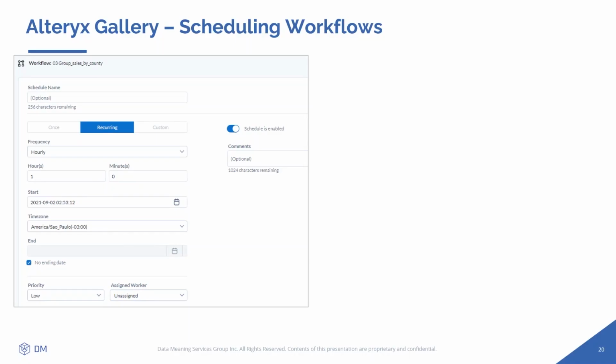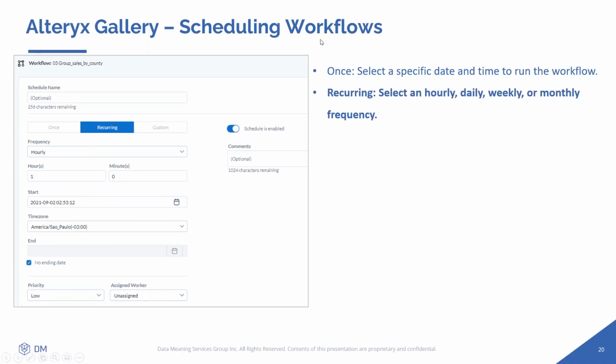So when you click on the scheduling button from the workflow page, you can see your options. You can give this schedule a name. You can run that only once. You can schedule some moment in the future to run that workflow. But in general, you're going to use the recurring option. You can select the frequency as hourly, daily, weekly, monthly. You can select those many options for you and for your workflow.